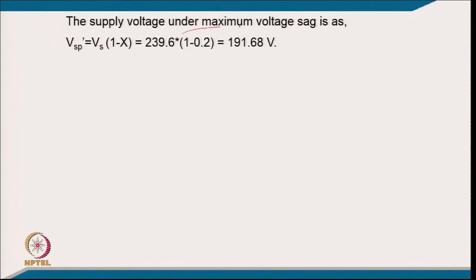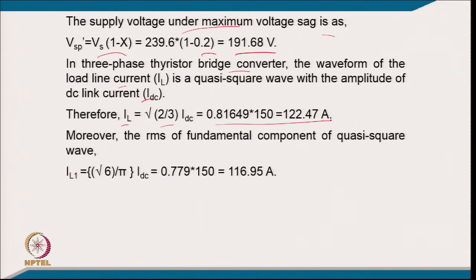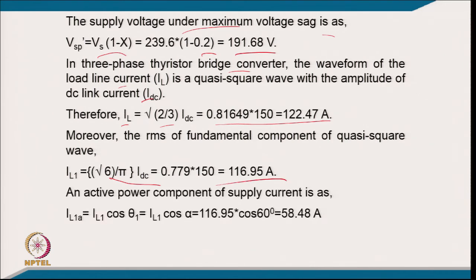So, the supply voltage for maximum voltage sag is Vs minus 1x; putting x as 0.2, it comes to 191.68 volt. In a 3-phase thyristor bridge converter, the waveform of the load line current is a quasi-square wave with the amplitude of the DC current. So, putting IL equal to root 2 by 3 times I_DC, the value is 122.47 ampere. Moreover, the RMS fundamental of the quasi-square wave current, using the relation root 6 by pi into I_DC, comes to 116.95 ampere.